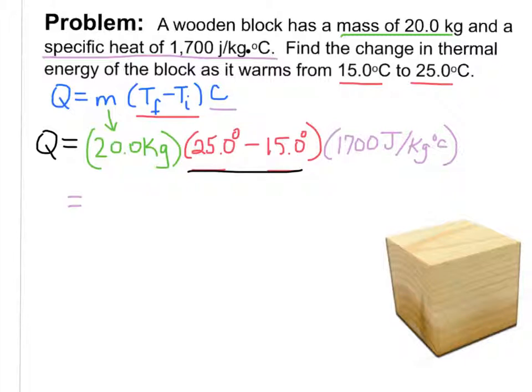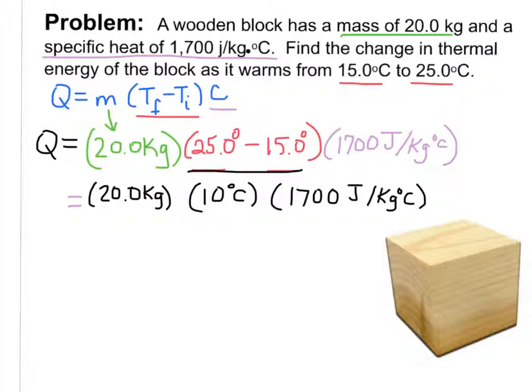I can say 25 degrees minus 15 degrees is 10 degrees C. And I kept all my other variables the same here. I did this specifically so that I could show you where units are canceling. I know my degrees C here is going to cancel with these degrees C. The kilograms are also going to cancel. The units at the end of this should just be joules.